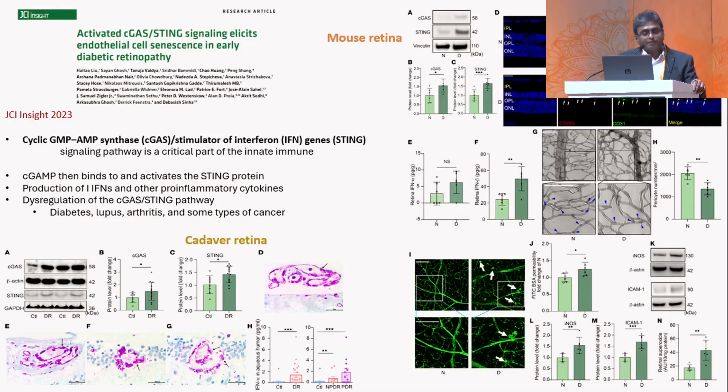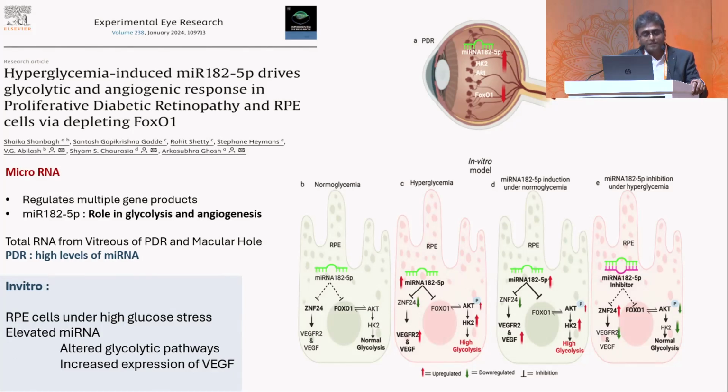And this is another paper wherein we looked at the STING pathway. In a mouse model, when the STING pathway is aggravated, you can see a drop in pericytes and changes in the vascular curvature, and inflammatory cells appear in the mouse model. Then this is another paper that talks about multiple gene products, mRNA, which has a role in glycolysis and angiogenesis. So this also can be a potential target. If that is induced under a hyperglycemic state, there is an increase in inflammation and an increase in VEGF as well.